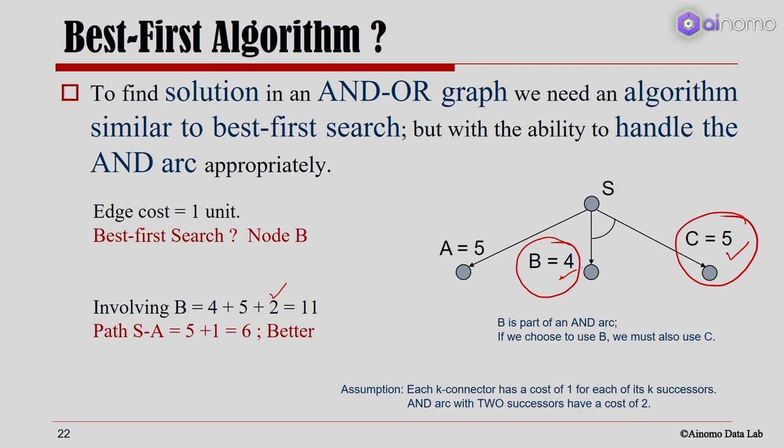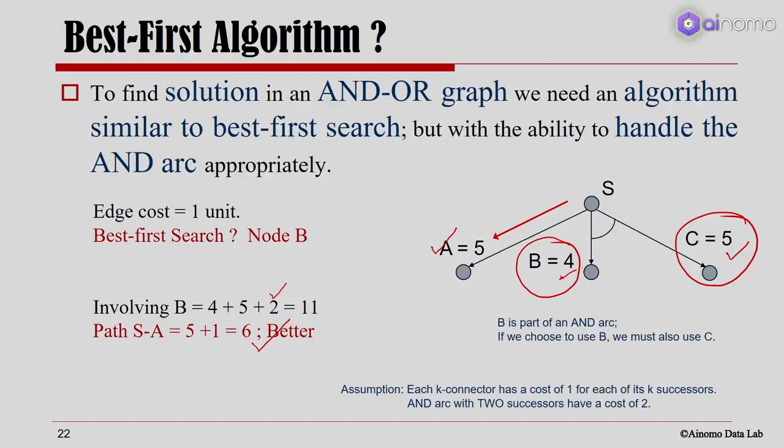Whereas, the other path from S to A, all I spend is 5 units that takes me to the solution from A and 1 unit because of the edge. So, I have 5 plus 1 which is 6, and this is definitely better. So, actually I must traverse this path. So, this is something which is not possible from just looking at the heuristic value of that particular node.